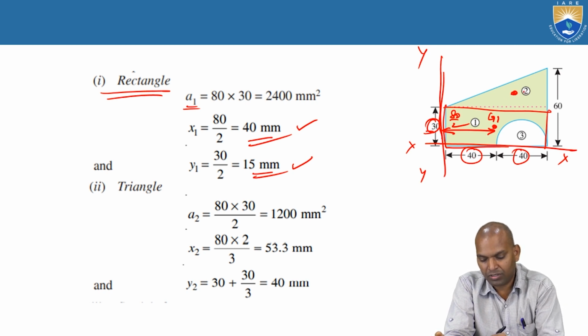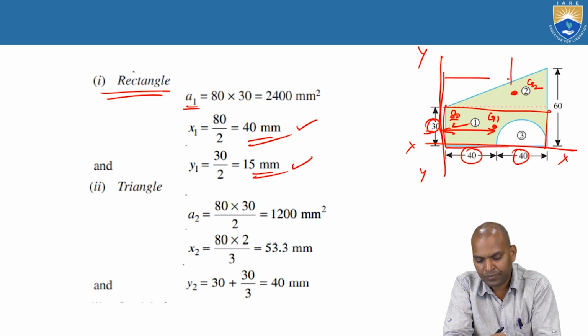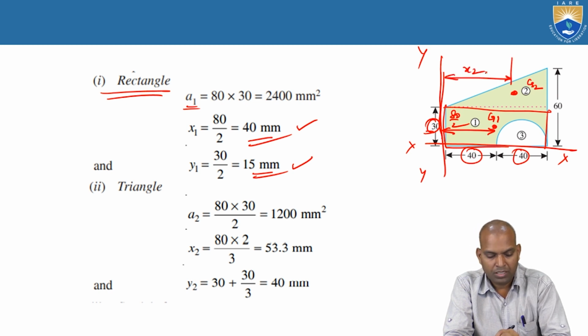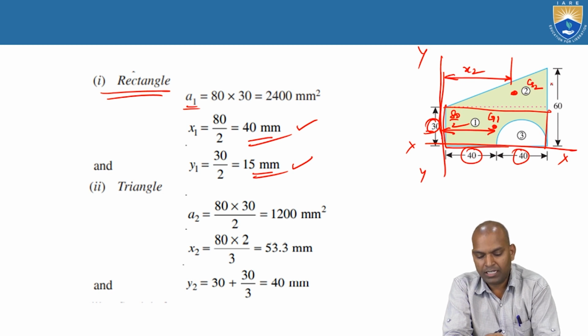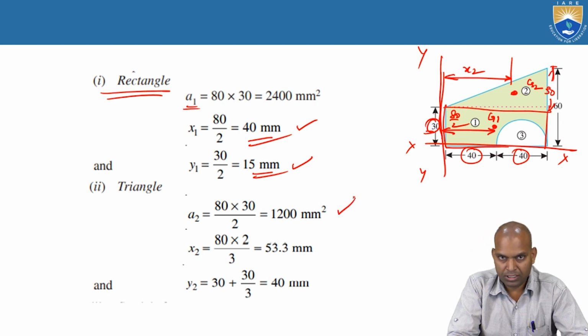Next level, this is called G2. We explained it by considering it as section 1. You can consider it as section 1 also, but the methodology remains the same. Here it is x2. What is A2? Base into height, of base is 80, height is 60 minus 30. This is the triangle, 1200 square millimeter.